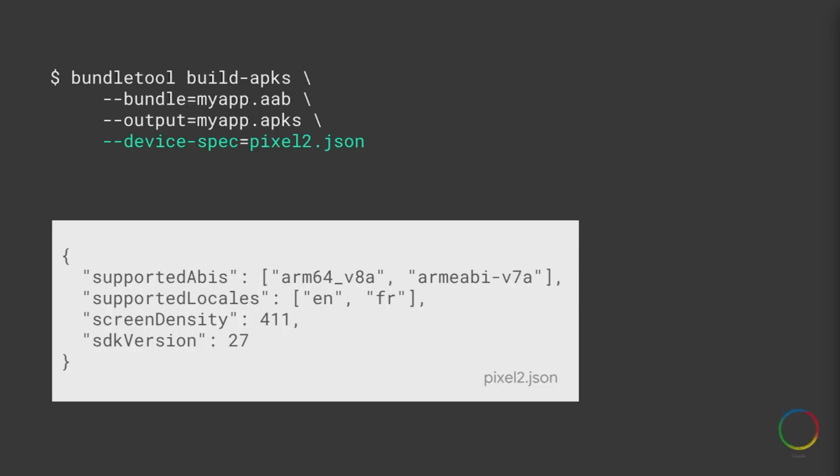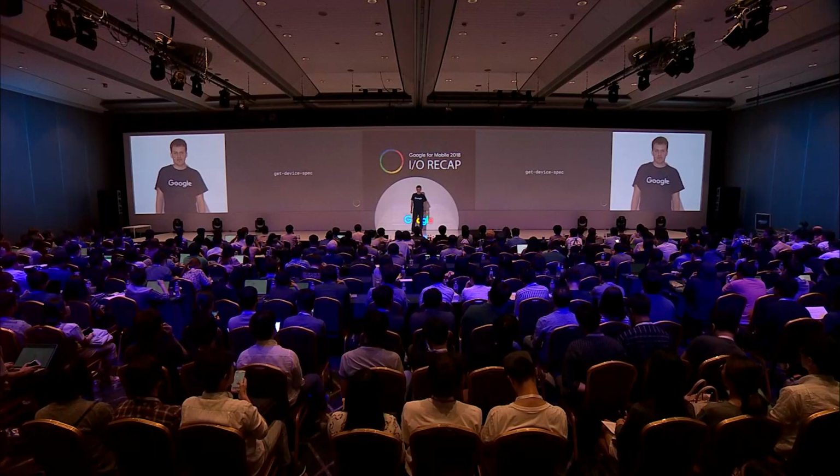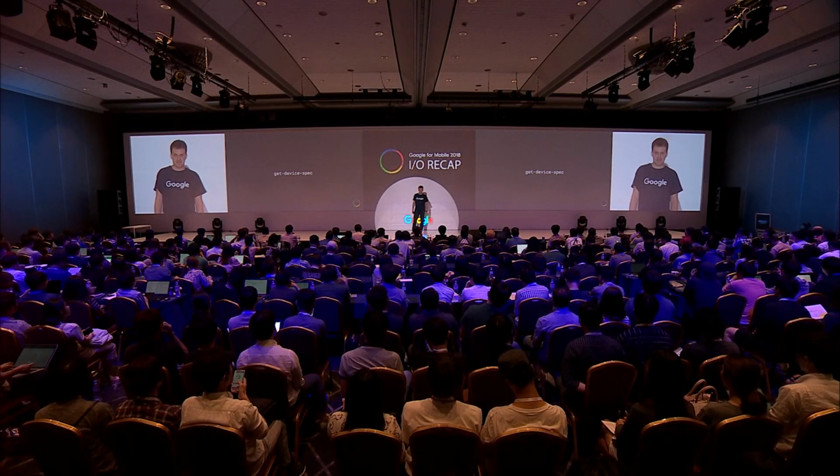And if Bob wants to generate APKs for someone else in the team without having a physical device at hand, he can provide a file that contains the specification of that device in JSON format. You can see an extract of such a file here, which provides the information about the ABIs this device supports, the supported languages, the screen density, and the SDK version. Bundletool also has a command to generate such device spec files from a connected device, so you don't have to search for them online or write them manually.